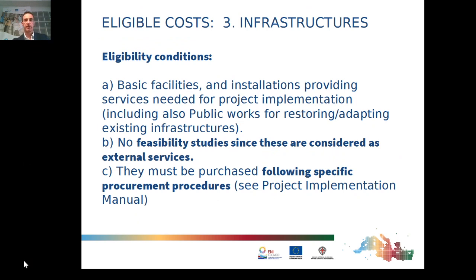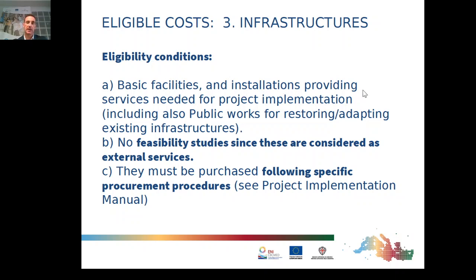Cost category number 3, infrastructures. We are not expecting big infrastructures in this call, not many either, but still you have the opportunity to include in your budget small infrastructures. Let's see what we are talking about.